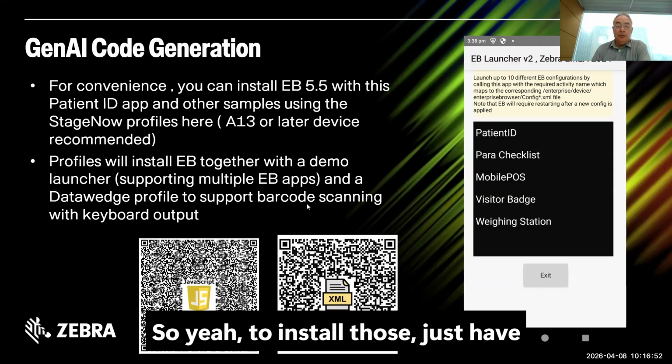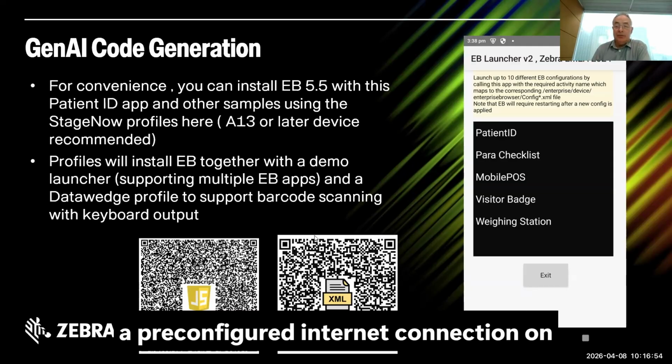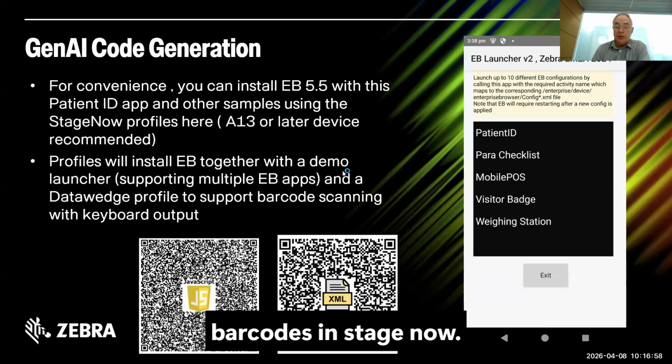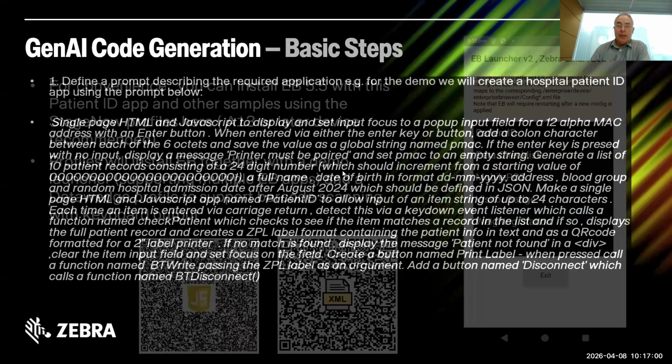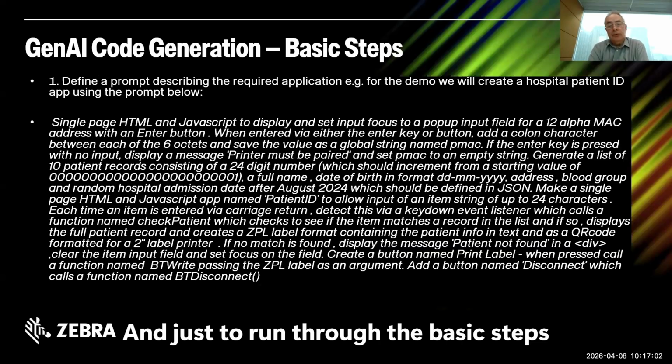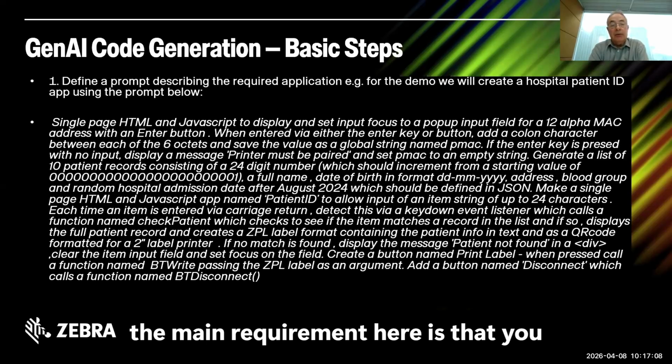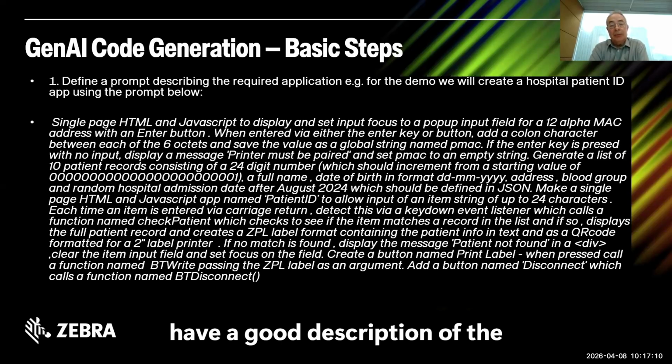So yeah, to install those, just have a pre-configured internet connection on your device and then read one of those barcodes in StageNow. And just to run through the basic steps to generate the code, the main requirement here is that you have a good description of the application.